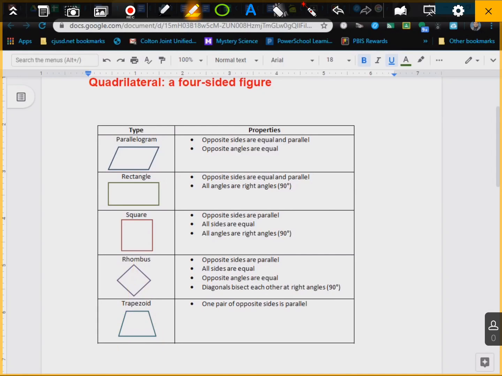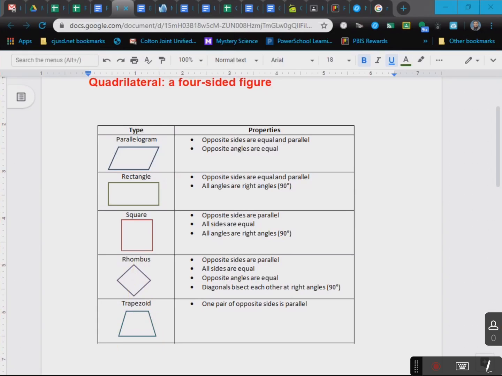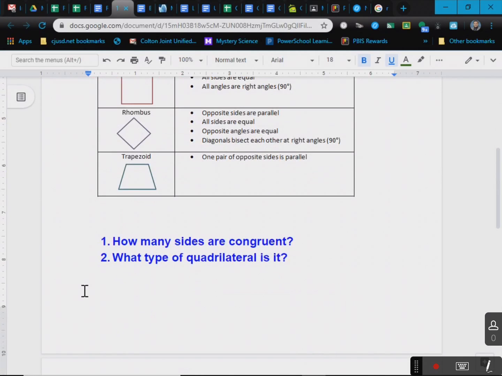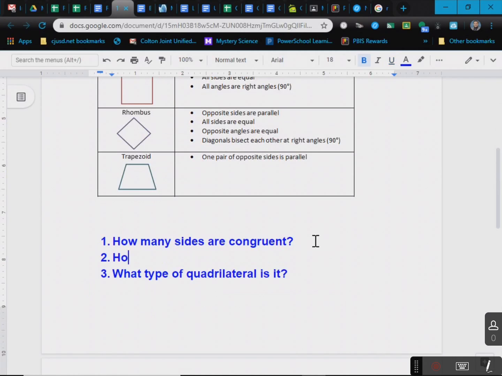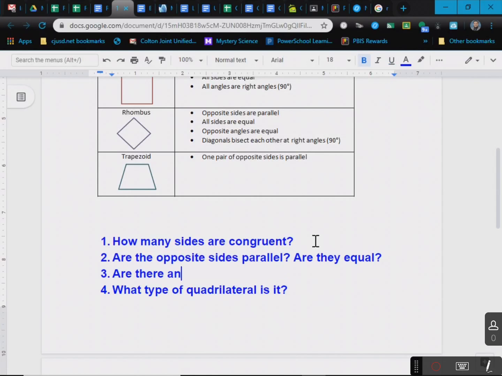Alright, so here's what you have to do today. And I want you to write down these steps. You need to see how many sides are congruent. What type of quadrilateral is it? Or you can just ask, are the opposite sides parallel? Are they equal? Okay. Are there any right angles? Or you can say, are all angles right angles? Okay? So here's your steps.